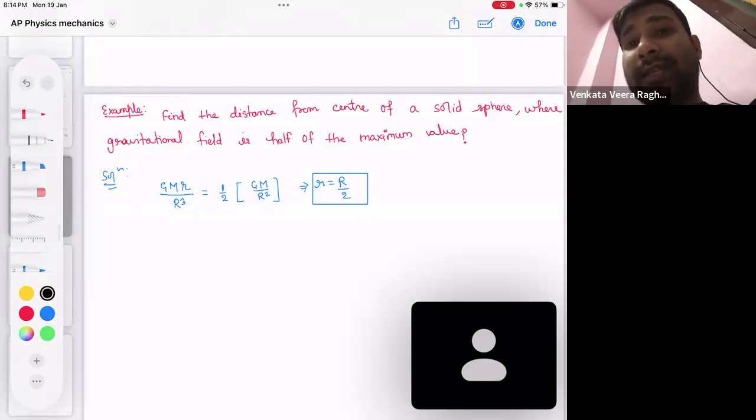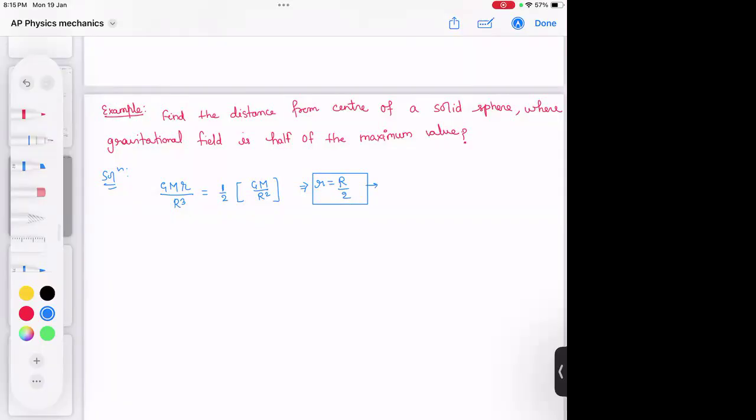Now I'm going to calculate for the outside point, okay? This calculation I have done for the inside point.